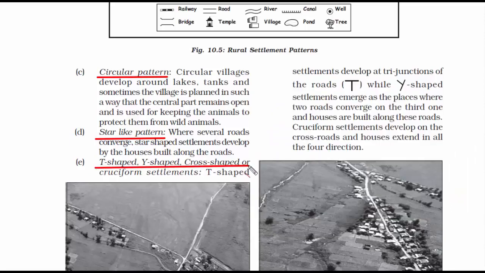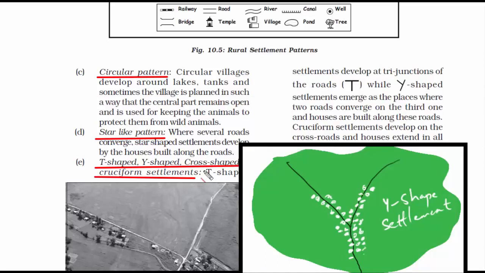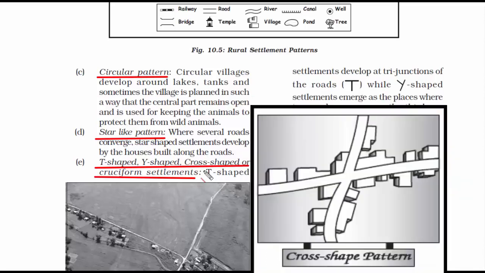The fifth one is T-shaped, Y-shaped, cross-shaped settlement or cruciform settlement. T-shaped settlement can be seen near a tri-junction, and Y-shaped settlement can be seen when two roads converge into one. Then cross-shaped or cruciform settlement can be seen near a crossroad or a chaurasta, where roads are extended in four directions, and houses are constructed along these roads to form settlements.